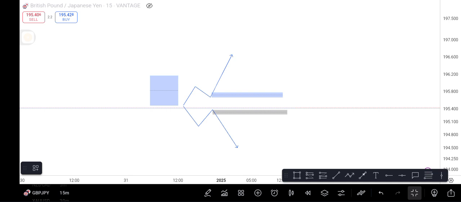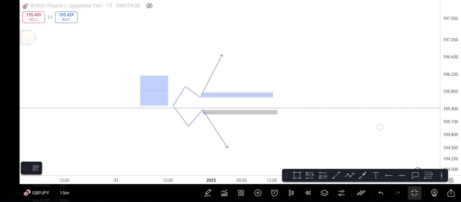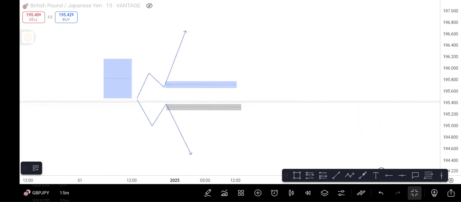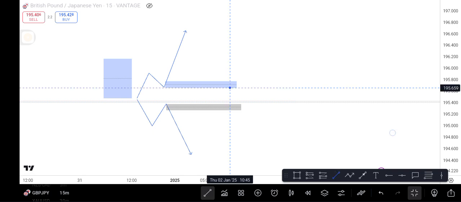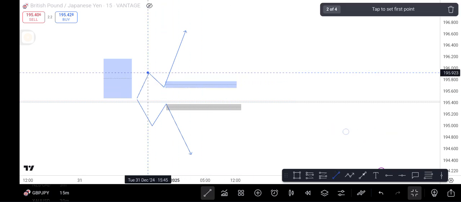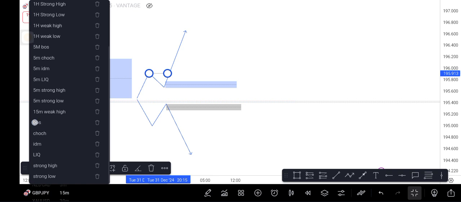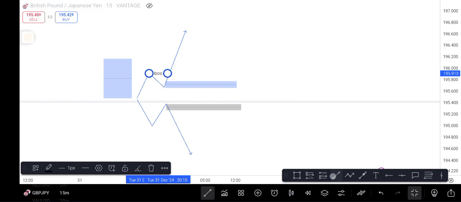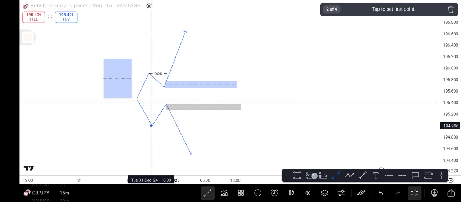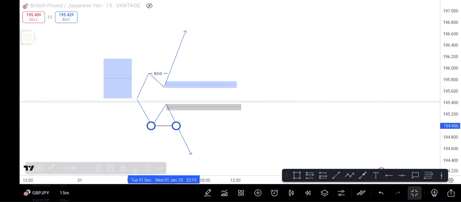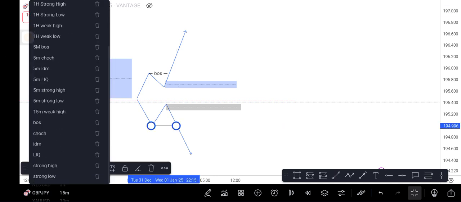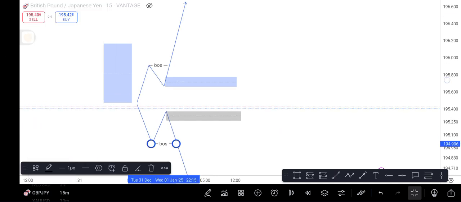Now the diagram I have here is a simple diagram of a basic market structure. Remember, in the basic market structure, the one above is an uptrend, the one below is a downtrend. So in an uptrend, we'll call this the what? Break of structure. And in the same way, in a downtrend, we also call this what? The break of structure.